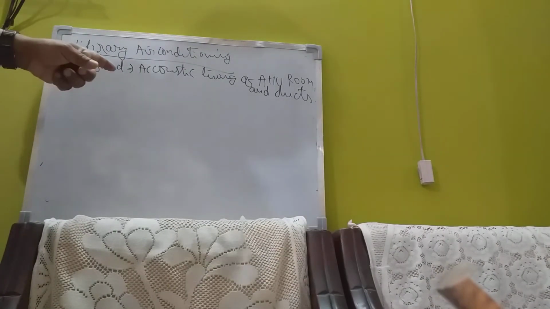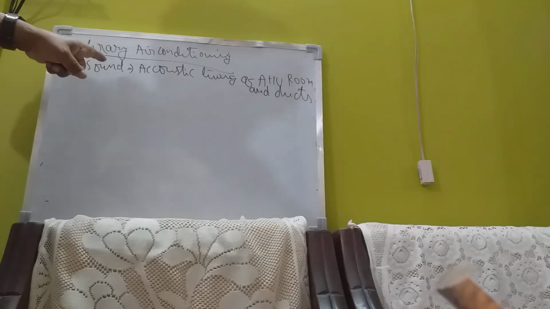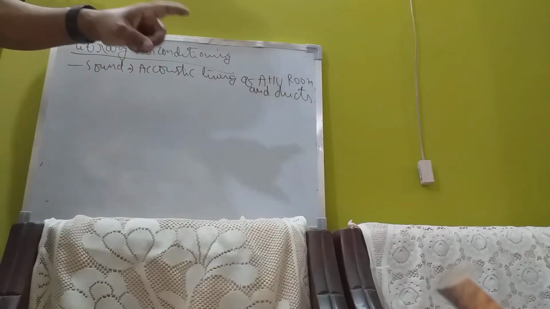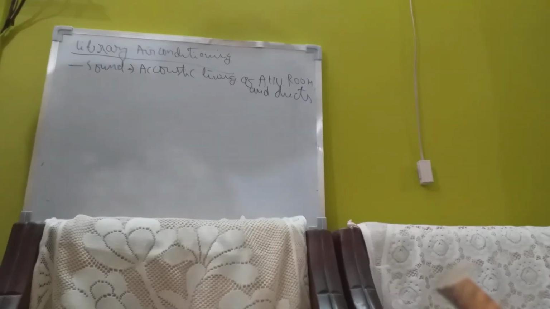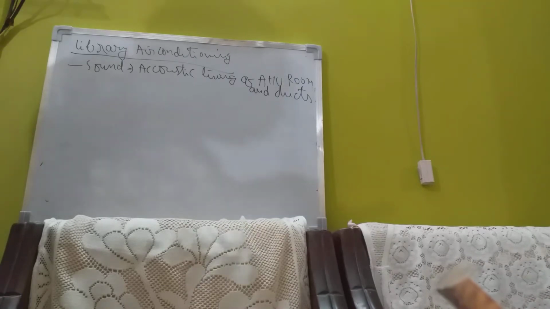In this case, what it means, in library, the main thing to be maintained is sound level should be minimum. In library, people sit silently, study, and it is not supposed that any sound is there. So in air conditioning, the main emphasis is given on the sound prevention in case of library.